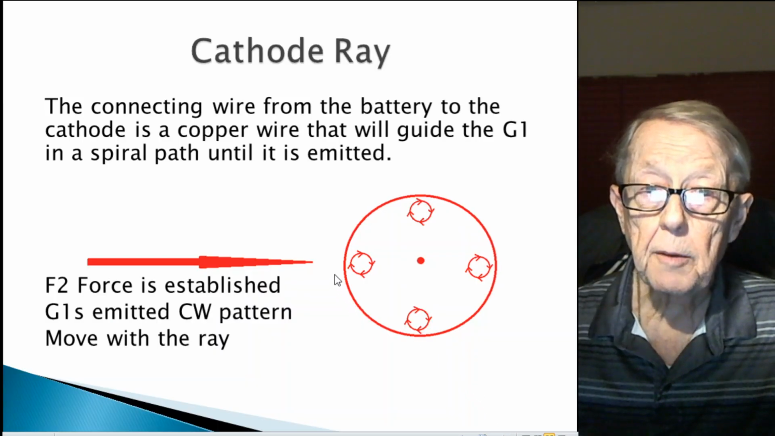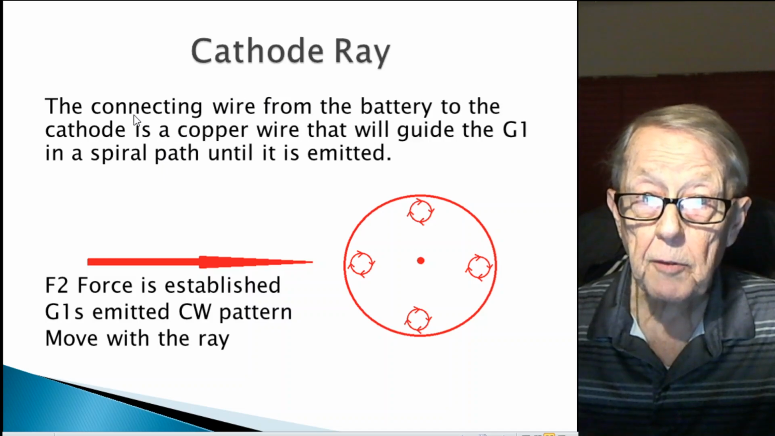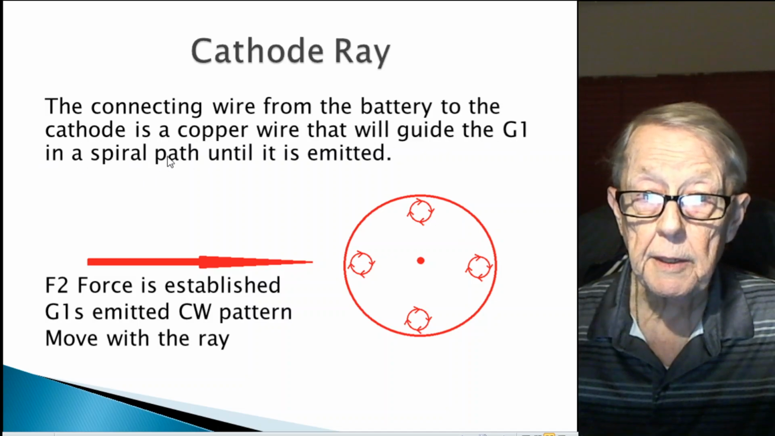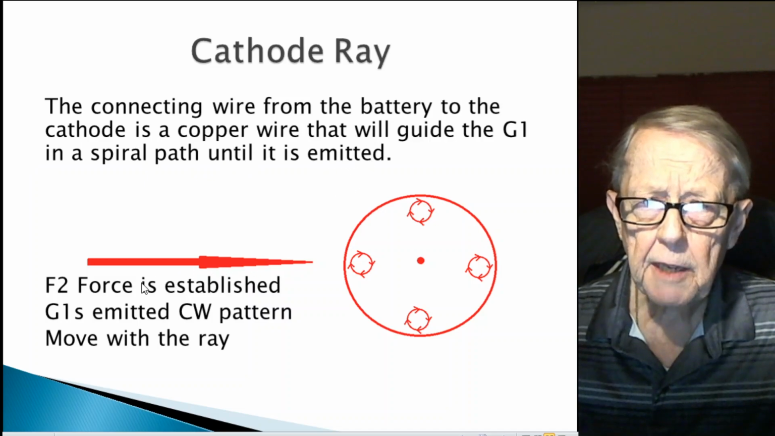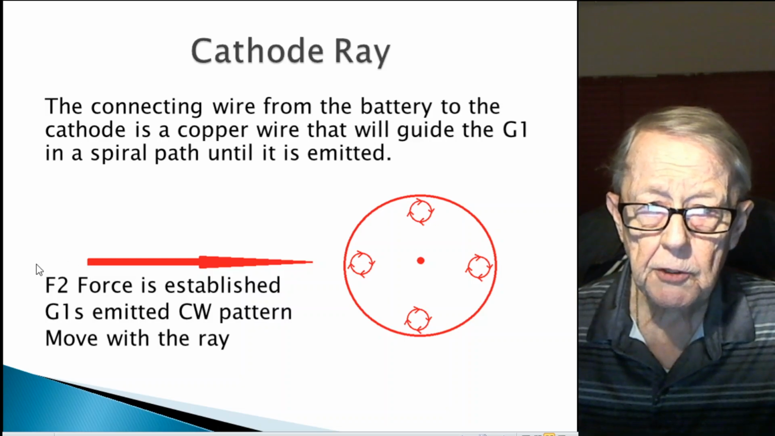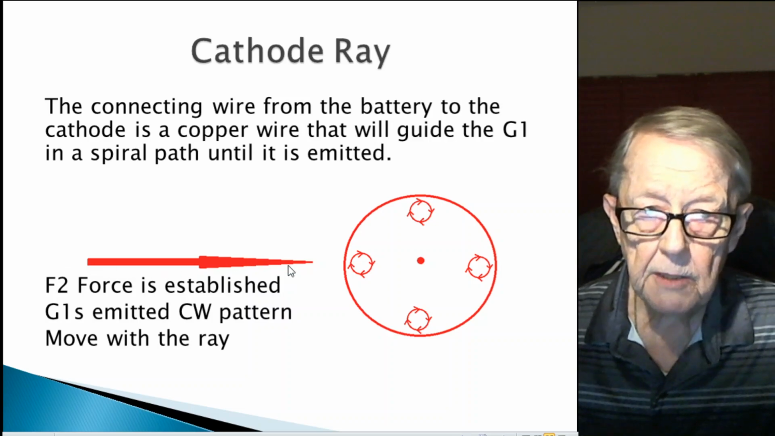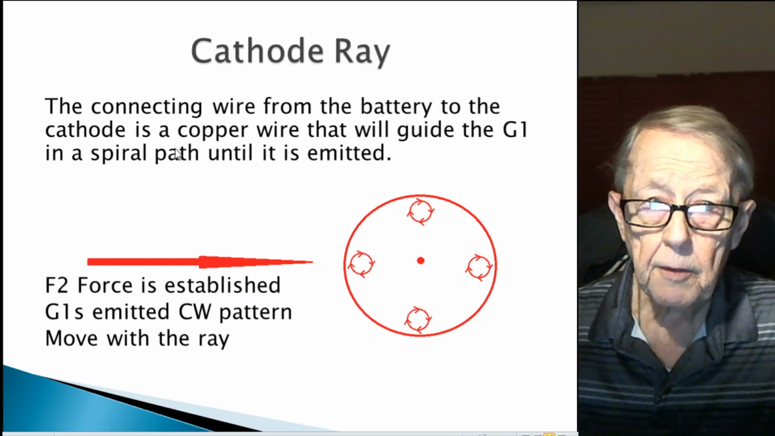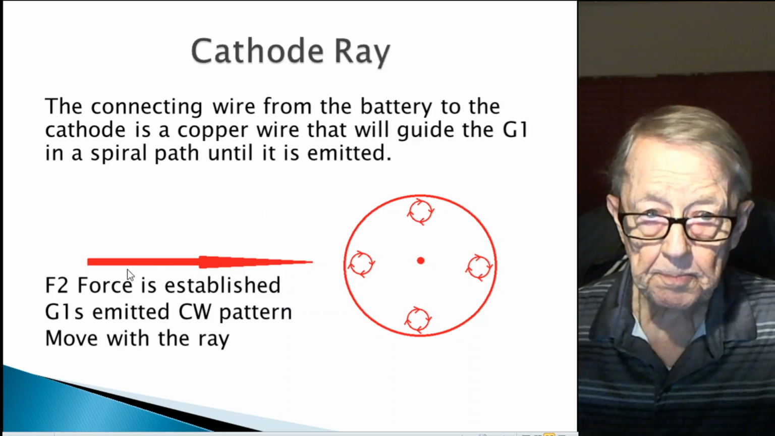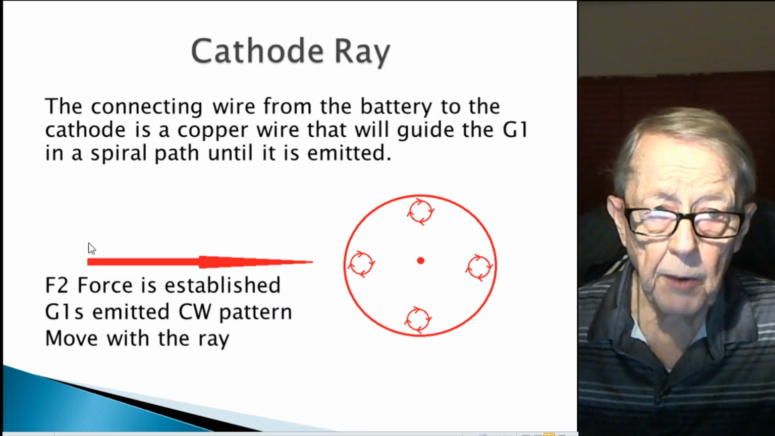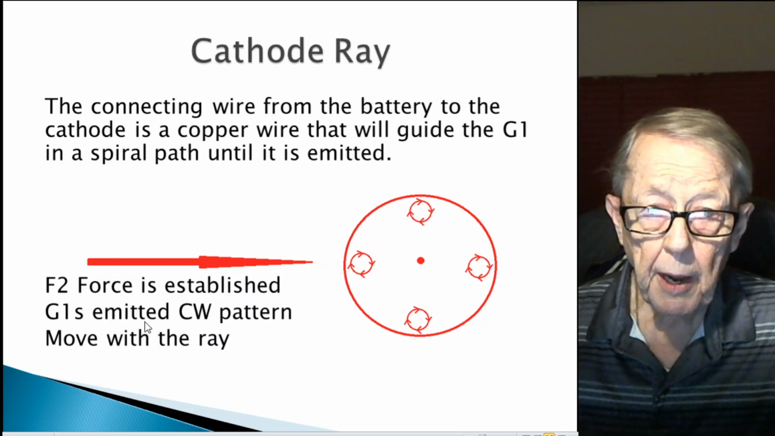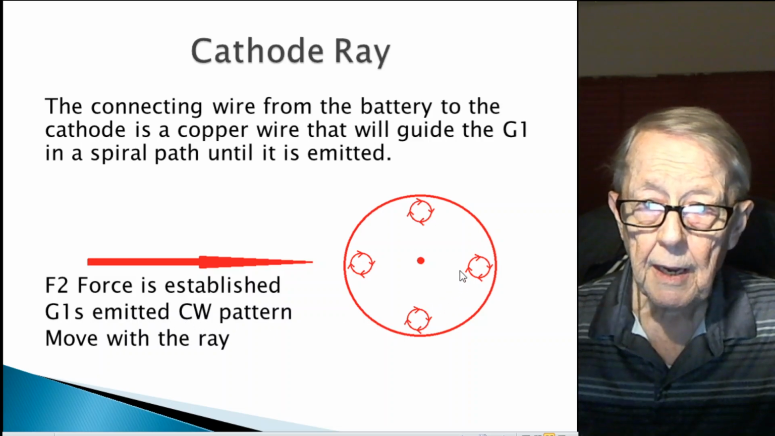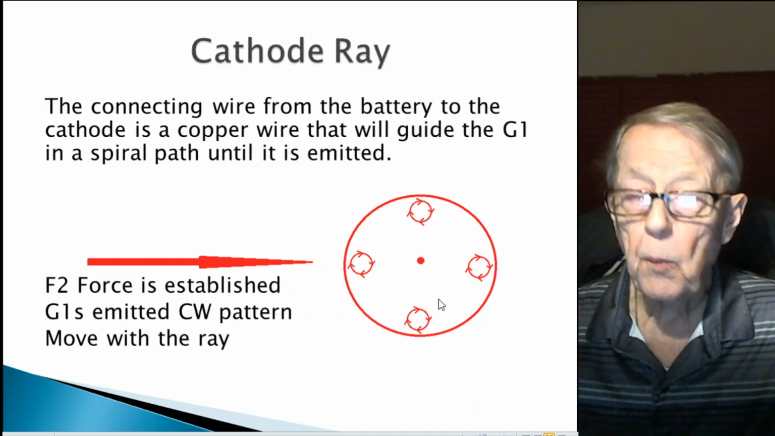Then I started looking at it. I finally remembered the connecting wire from the battery to the cathode is a copper wire and will guide the G1 in a spiral path until it is emitted. So let's take this a little bit at a time. Let's assume that we just turned it on and now there's a ray moving out. It's out there, and the G1s are being emitted. And the G1s right here at the surface, while they're in the plate, still have this clockwise pattern. Now let's take a look at the wire or the ray for that matter.